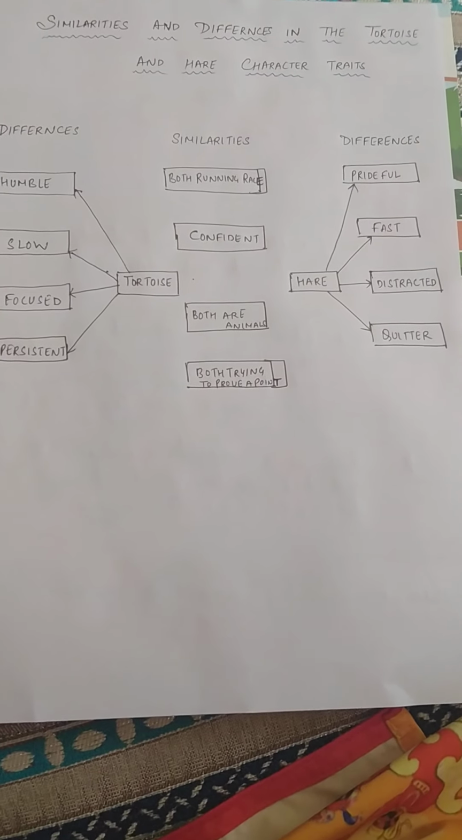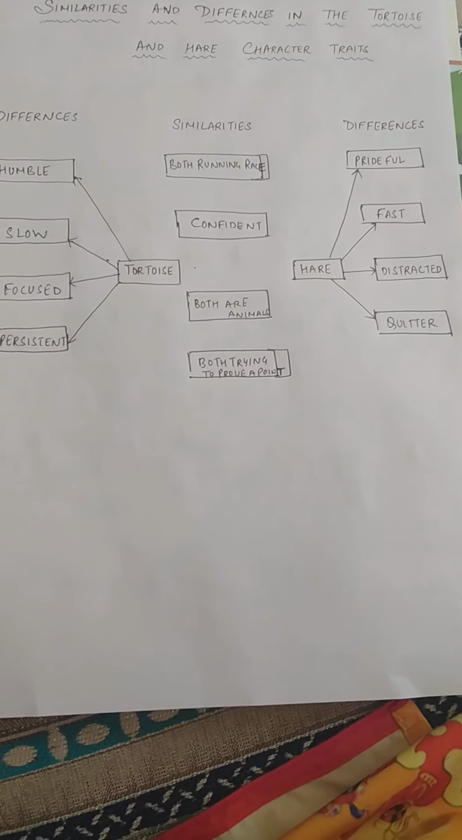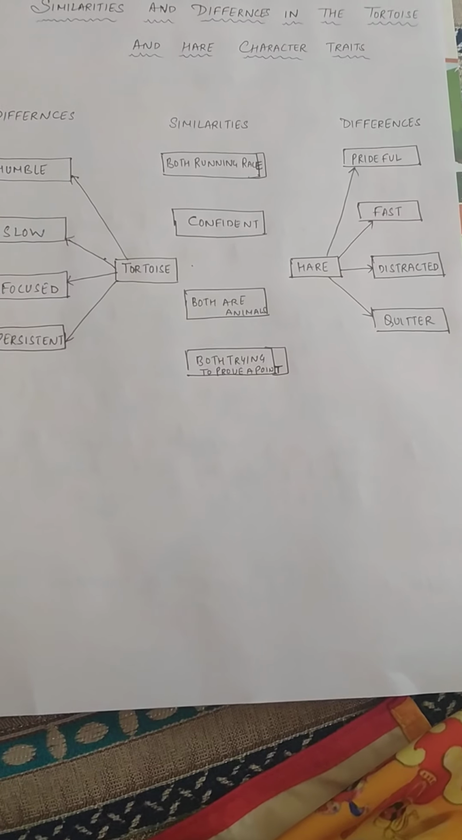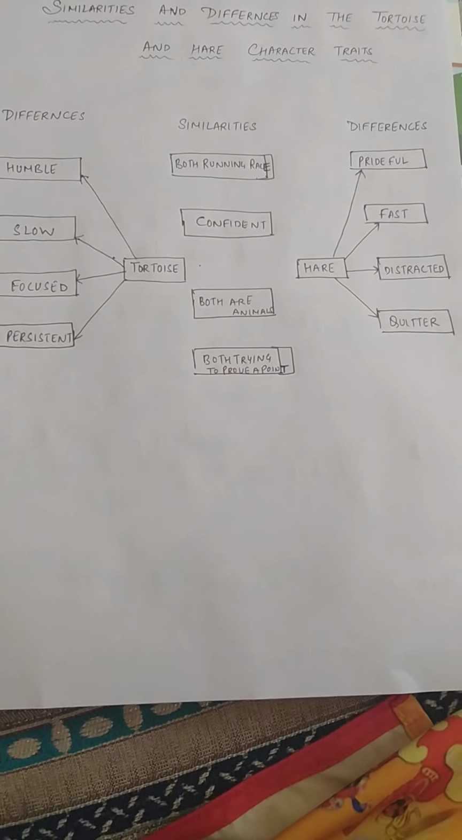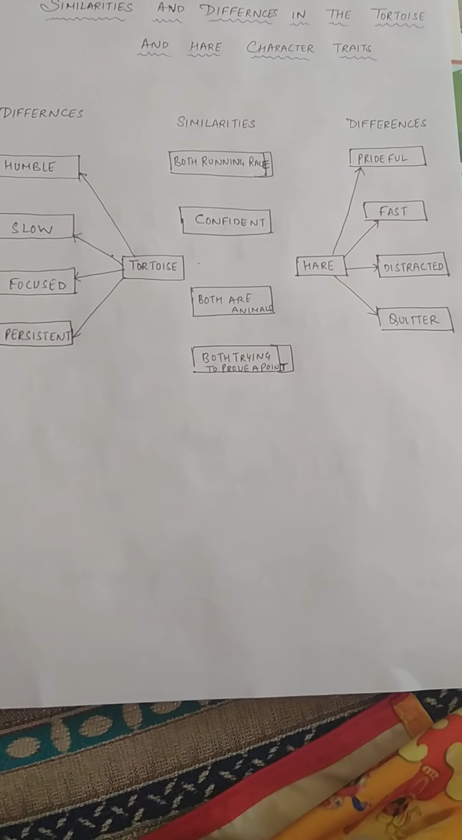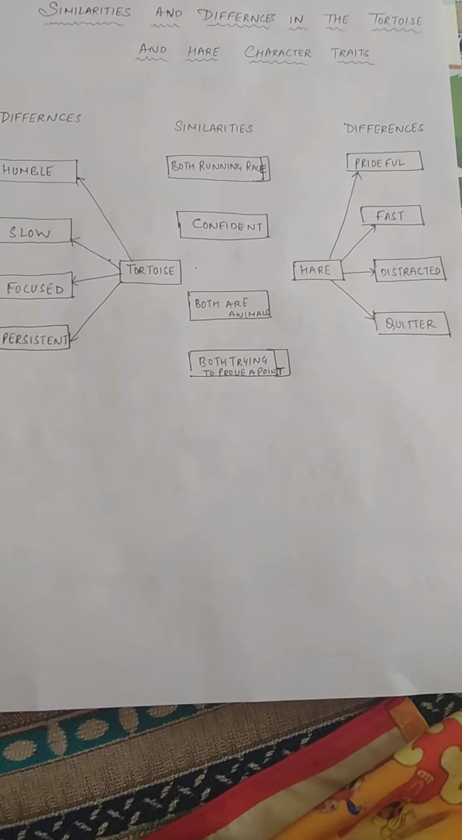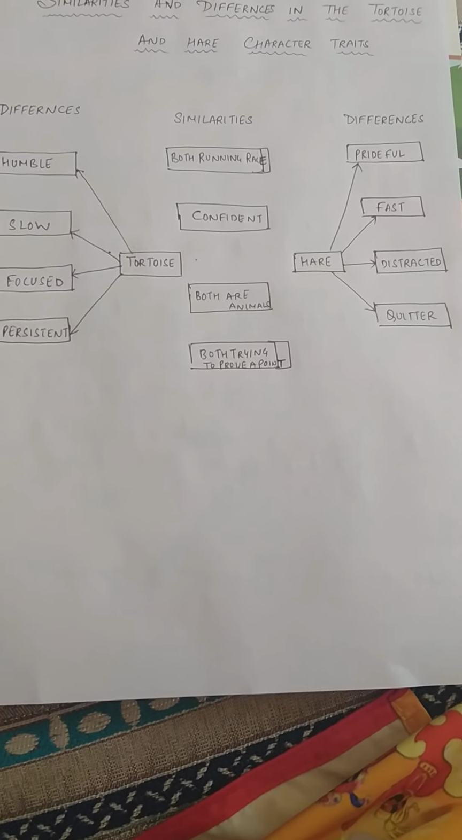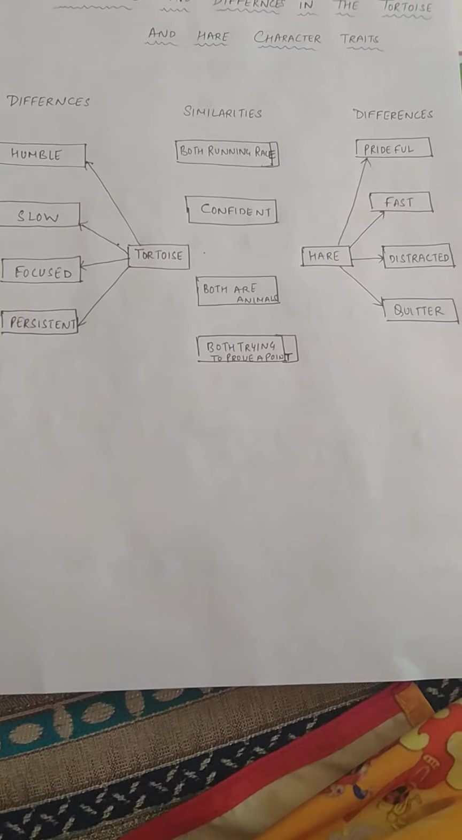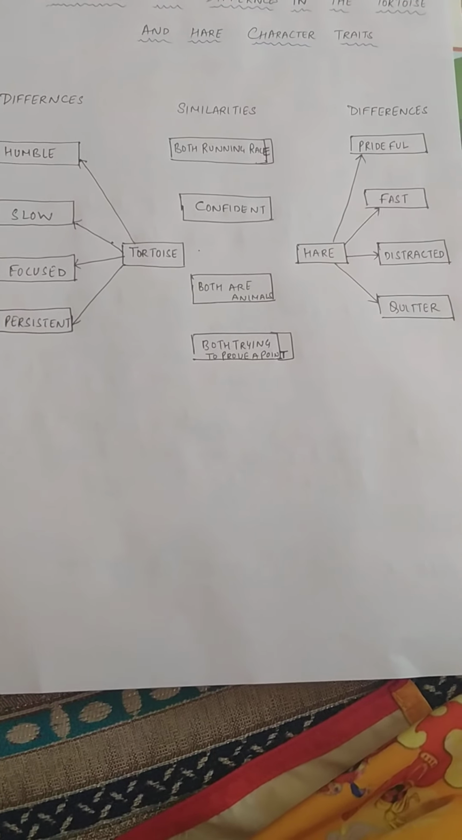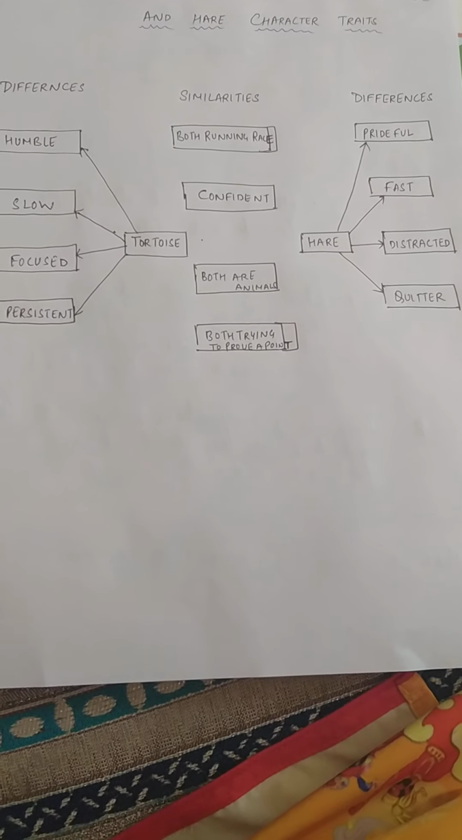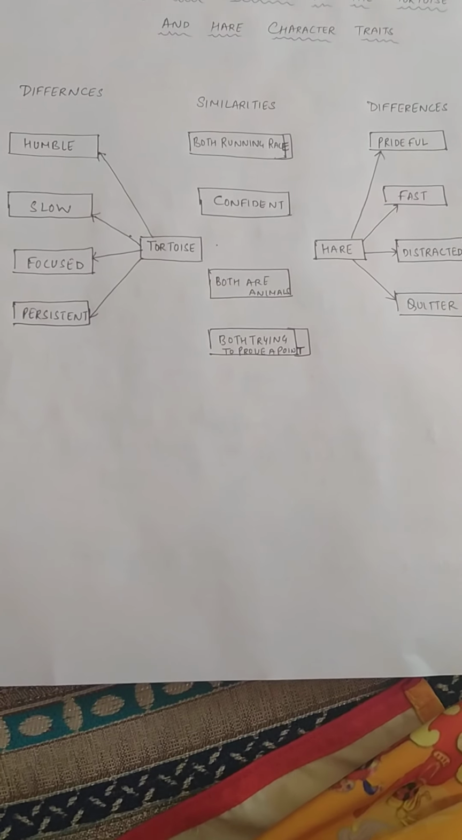Now let us look at Hare. What are its qualities? He is prideful. He is full of ego, full of pride that I will win the race. He is fast. As you all know, the hare runs very fast. He is distracted. That means when you lose your concentration from something, that is being distracted. He is a quitter. Quitter is one who gives up easily. Before a task is finished, we give up, we quit it. That is a quitter.